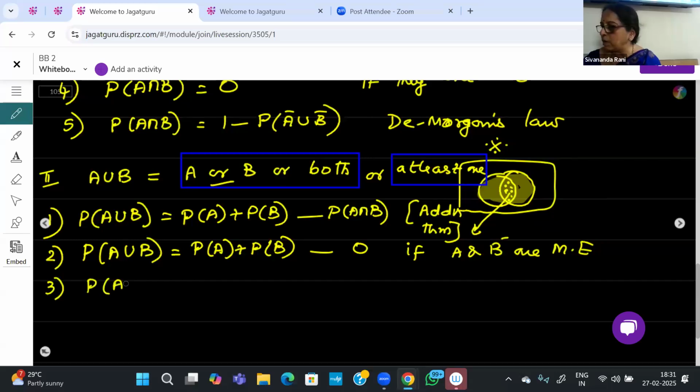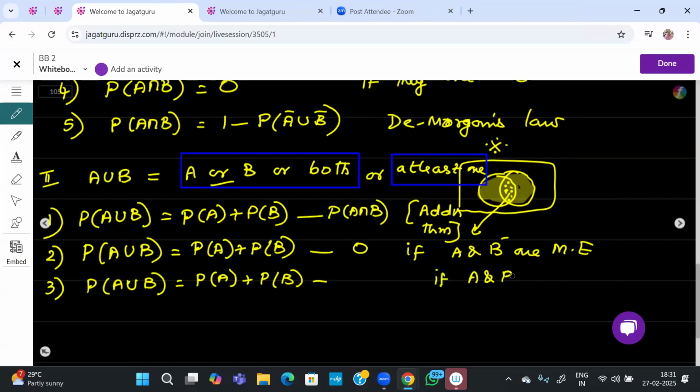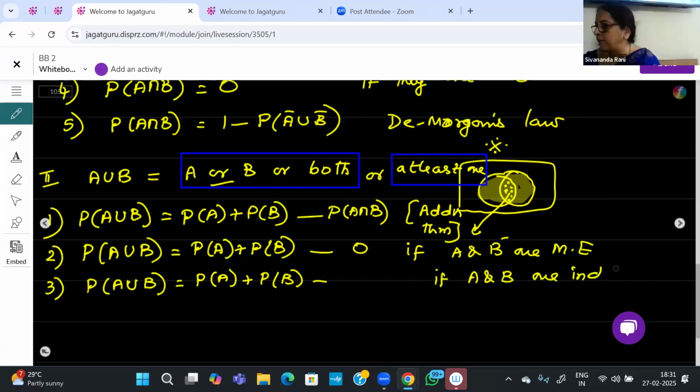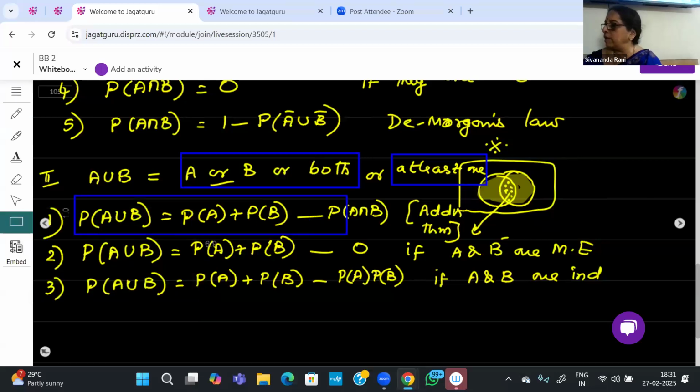We can have one more corollary. It is equal to P of A plus P of B minus, you would have guessed what I am about to do, P of A into P of B, if they are independent. The same theorem becomes this, another corollary of that. So it has got various forms. Of course, this is the parent form, but it can give rise to various forms depending upon the kind of events that you come across. A intersection B will be 0 if they are mutually exclusive, and it will be P of A into P of B if they are independent, right? Okay.